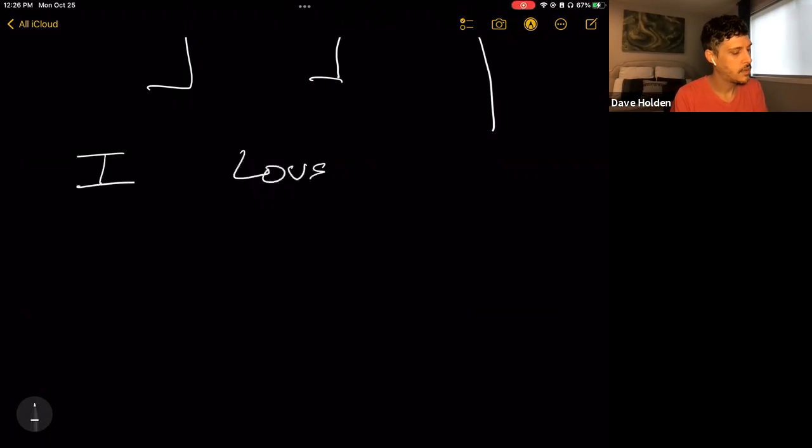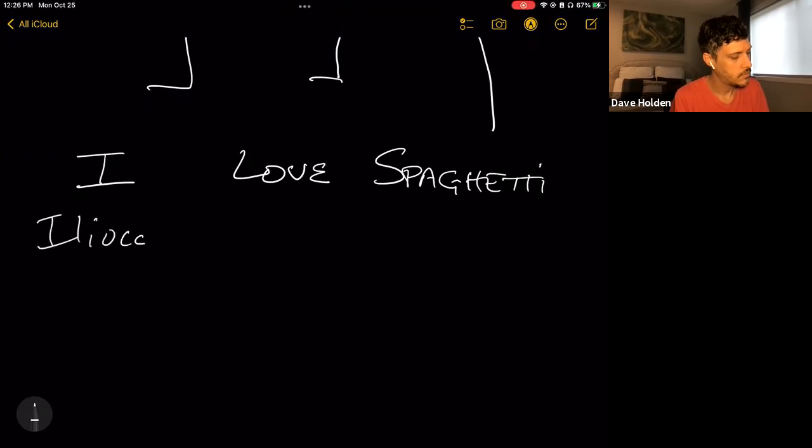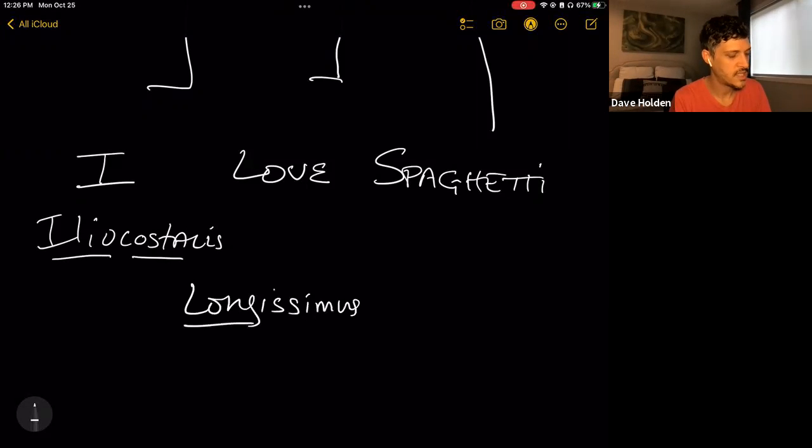So from lateral to medial, we have, I love spaghetti. Iliocostalis from the hip to the ribs. Longissimus, the longest one. And spinalis, the one right on the spine. From lateral to medial.